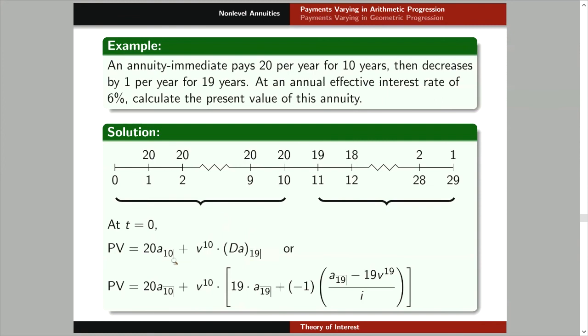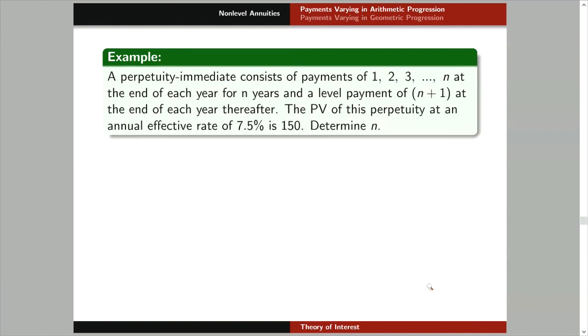I just copied 20 a angle 10, since they are level payments of 20 for the first 10 years. Then, instead of using D a angle 19, here we used the single formula where P is equal to 19 and Q is equal to negative 1. Please get the numerical values here and make sure that they are equal. Let's have another problem.